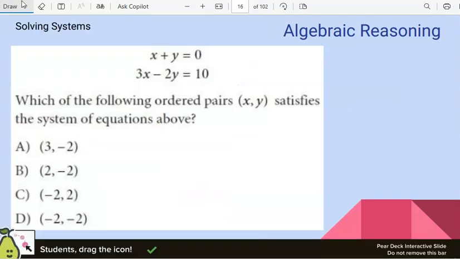Try this example. x plus y equals 0 and 3x minus 2y equals 10. Which of the following ordered pairs (x, y) satisfies the system of equations above? Pause the video and try this one out. When you're ready to check, unpause the video.